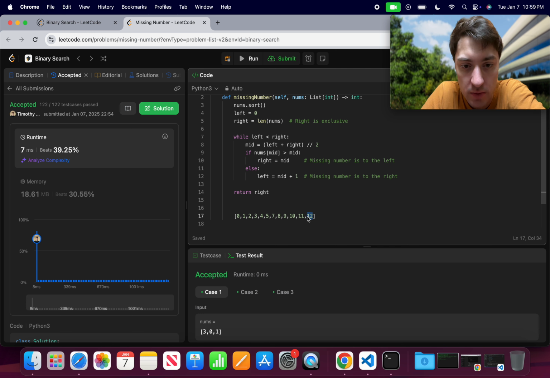Okay, so I have this right here. So how am I? So left is 0. Right is, what did I just say that this was, 11 or something? Anyways, it doesn't matter. It's 11. Okay.